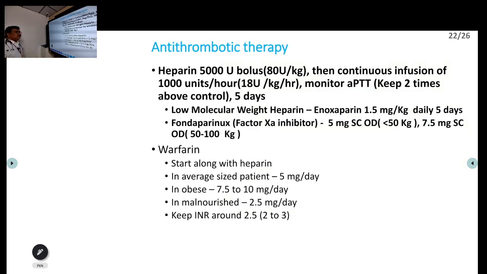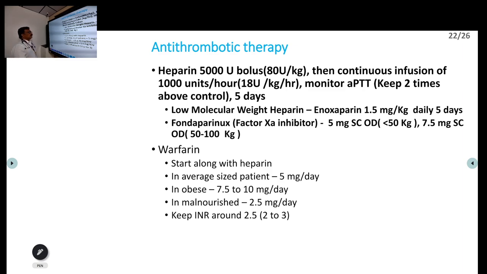Now, heparin is given as 80 units per kg bolus, then continuous infusion at 18 units per kg per hour, monitor APTT, 5 days should be given, or you can go for low molecular weight heparin. Enoxaparin is a drug nowadays we use for all patients. Other drugs are also there, 1.5 milligram per kg daily for 5 days. Remember, if the creatinine is elevated, go for only regular heparin. Fondaparinux is another drug which can also be tried instead of heparin.